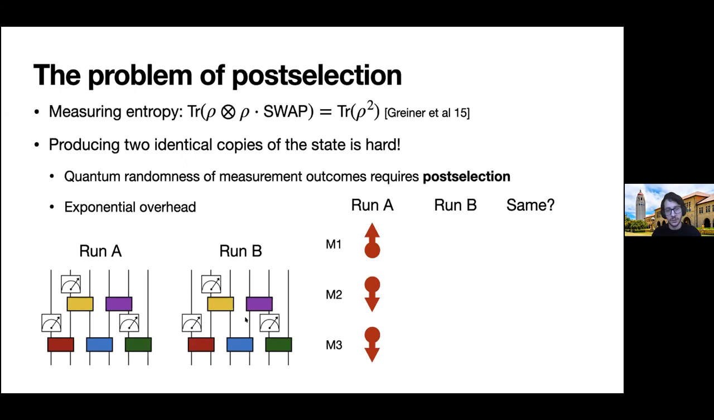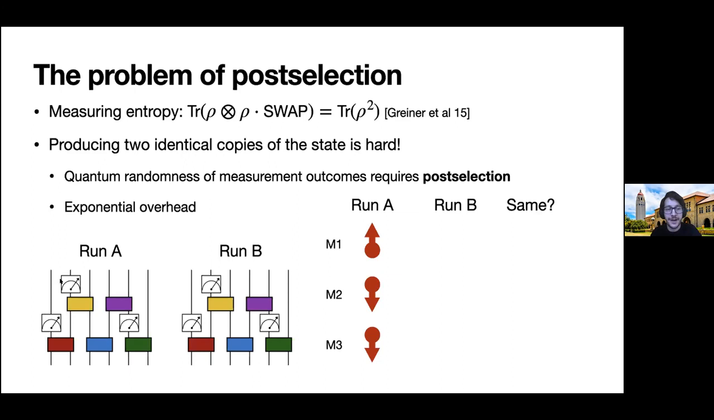and B, you set up exactly the same unitary gates, let's even neglect control errors, and you set up your measurements in exactly the same locations, you're going to get some outcomes from your measurements which are intrinsically random. And this is just the randomness built into quantum mechanics, and it's inevitable. So let's say that for the first run in this measurement over here, you're going to obtain a spin up. In the second measurement, you're going to obtain a spin down. And in this third measurement, maybe you'll obtain a spin down again.